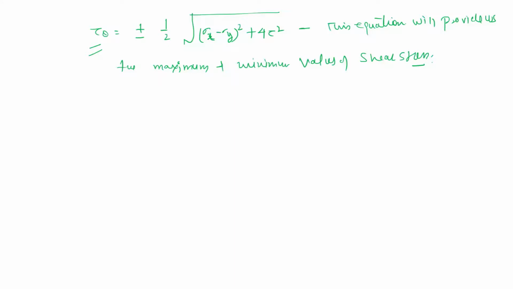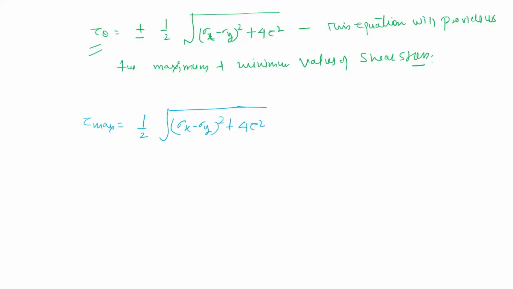As in the lecture we discussed the concept of complementary shear stress. So we can say the magnitude of maximum or principal shear stress is given by tau max equal to 1 by 2 under root sigma x minus sigma y whole square plus 4 tau square. This is the magnitude, and the plus or minus sign indicates the direction of shear stress on that particular plane.